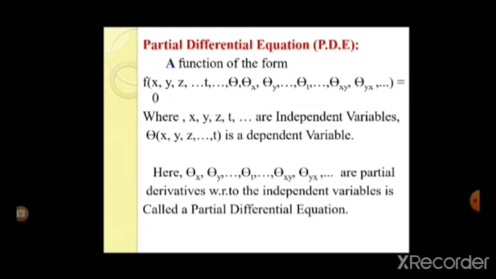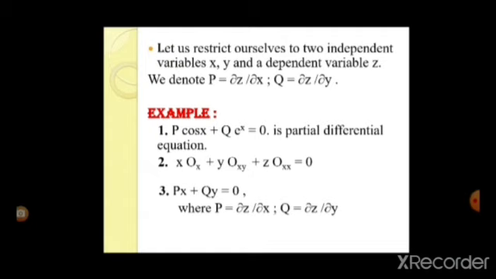Like that, theta y and theta t are all partial derivatives with respect to the independent variables. What are the independent variables we have here? That is x, y, z, t and so on. Then this is known as a partial differential equation. That means a partial differential equation is nothing but having a dependent variable, two or more independent variables and their partial derivatives.